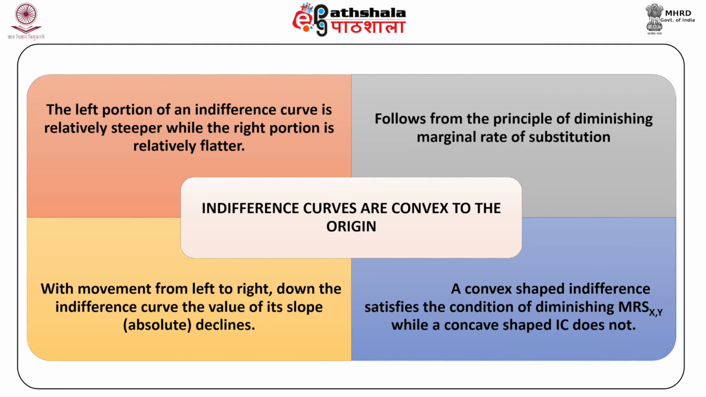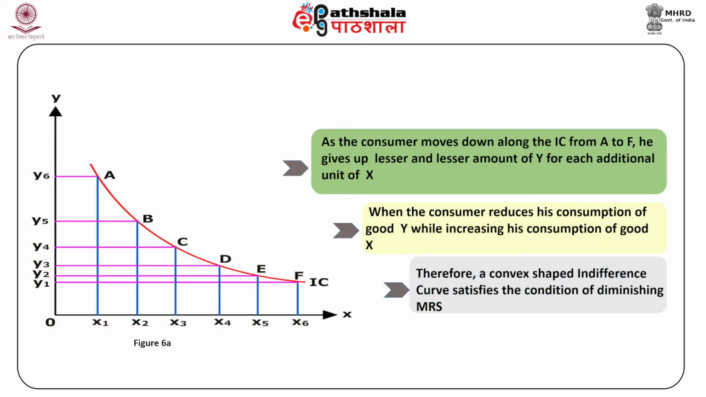A convex shaped indifference curve satisfies the condition of diminishing marginal rate of substitution, as is clear from figure 6a, where as the consumer moves down along the indifference curve from A to F, he gives up lesser and lesser amount of Y for each additional unit of X. This is because when the consumer reduces his consumption of good Y while increasing his consumption of good X, the urge for more units of X declines continuously, making the consumer sacrifice fewer Y for each extra unit of X.